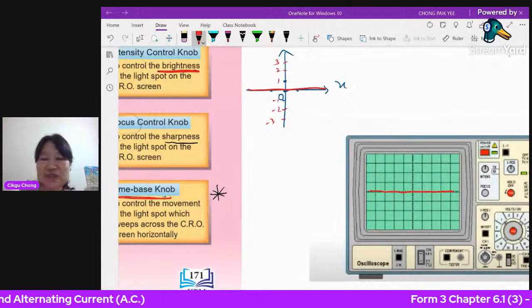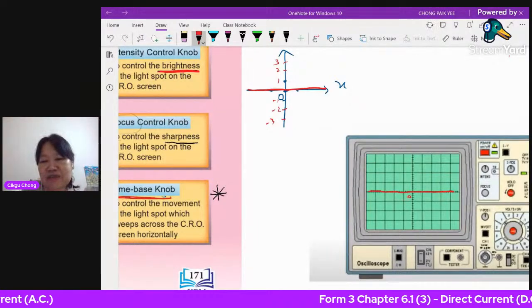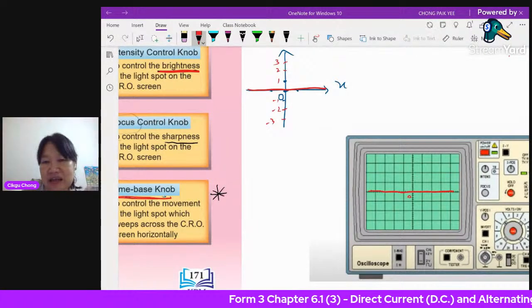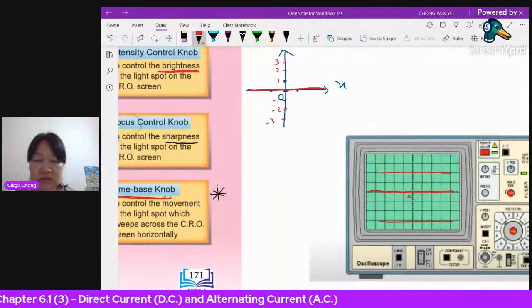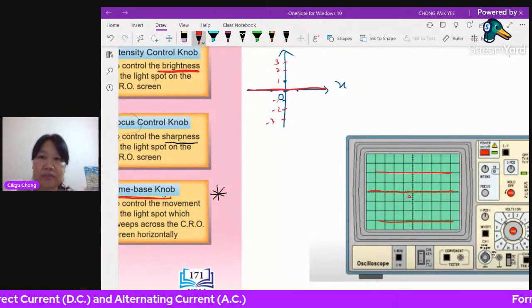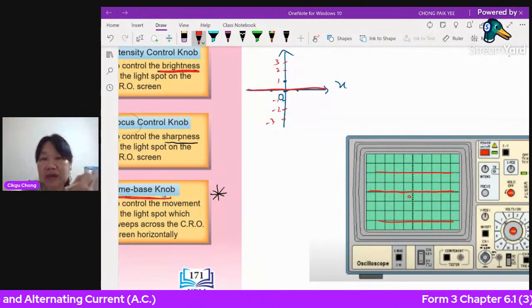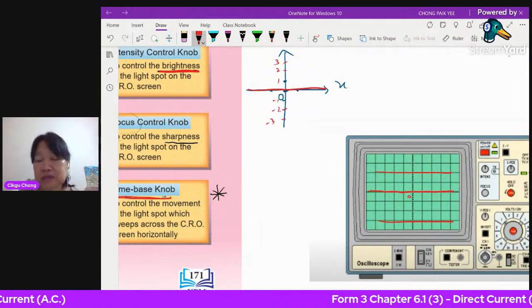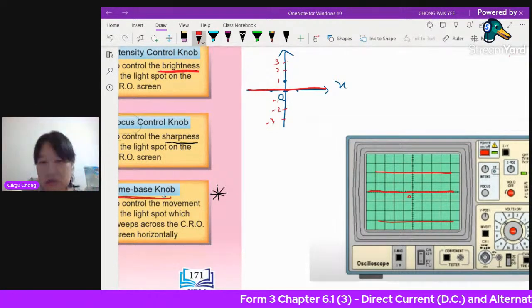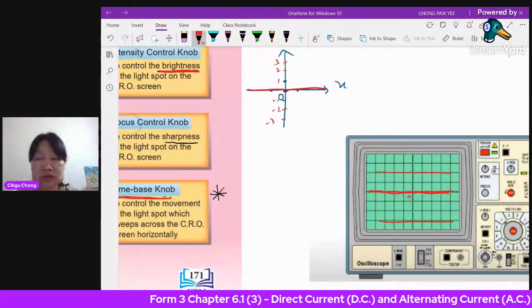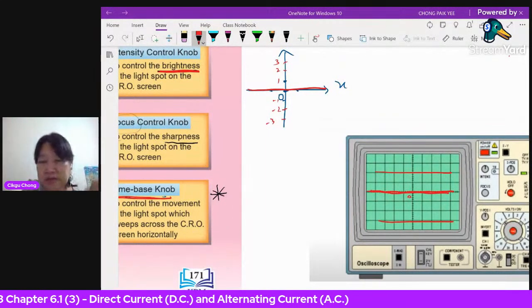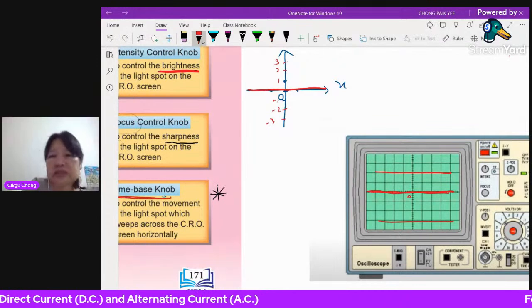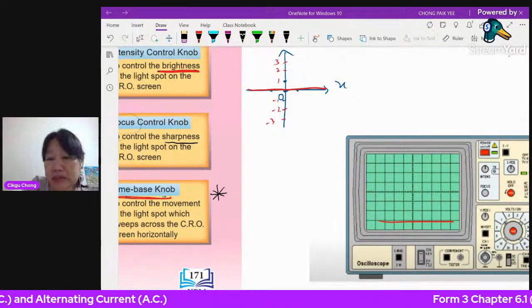So this is a zero, right? If the pattern is here, anything higher than your zero means there's a voltage. Anything below here is also voltage, but negative terminal. That means the current is in the opposite terminal, all right? So if it's on the zero, that means there's no electrical current. If it's positive, this is the positive terminal, then the negative terminal. So on this screen, you can see the pattern.